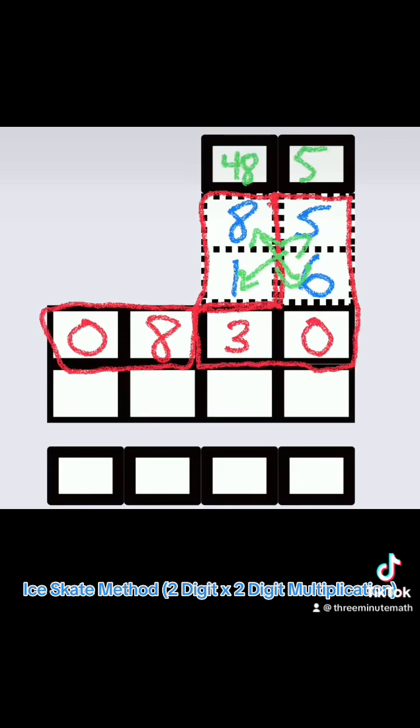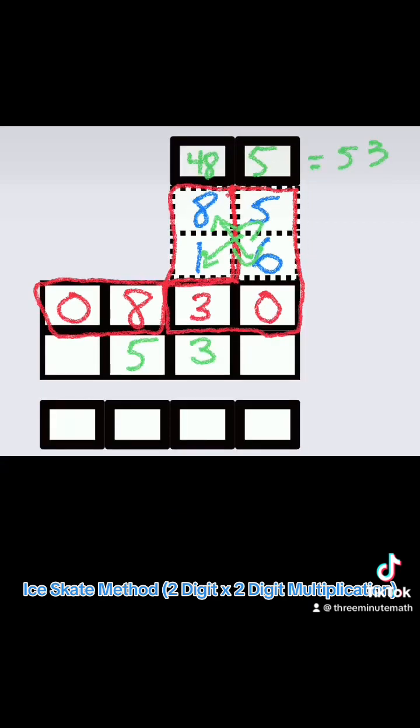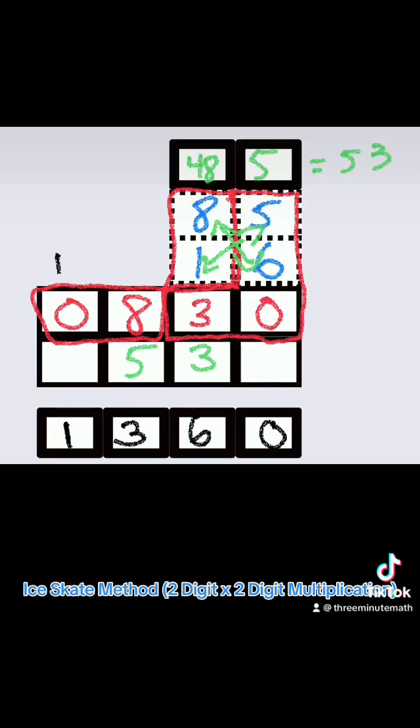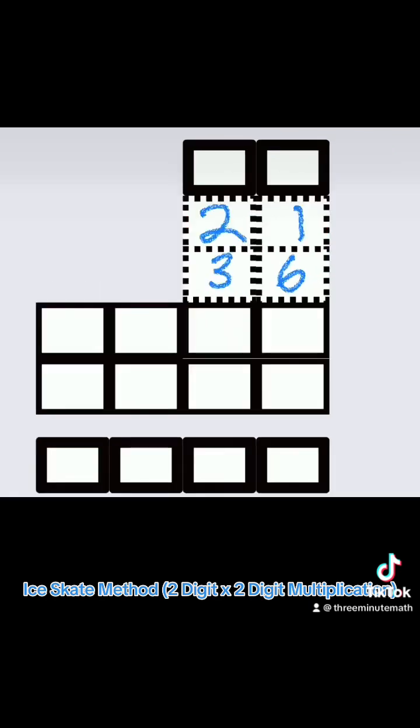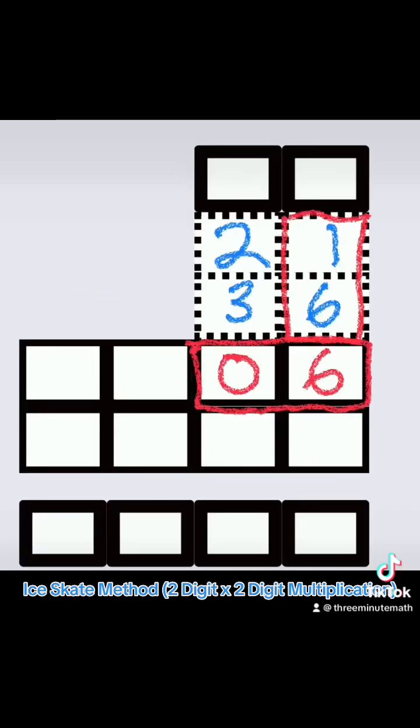Now we cross multiply. 8 times 6 equals 48. 1 times 5 equals 5. 48 plus 5 equals 53. I bring that 53 down. And then I add through to get my final answer of 1,360. All right, here's our last example, 21 times 36. Starting in the ones place, 1 times 6 equals 6. So again, I write my answer as 0, 6.